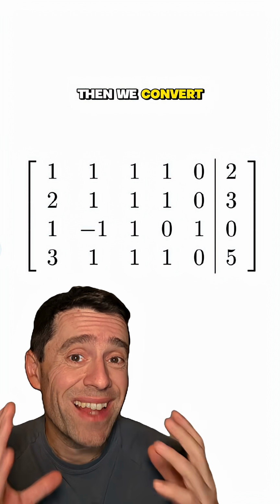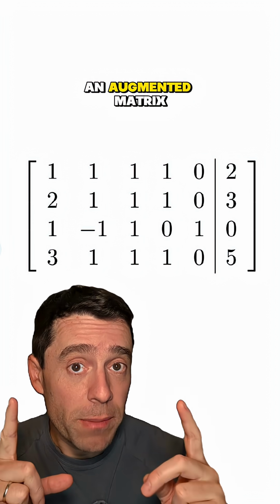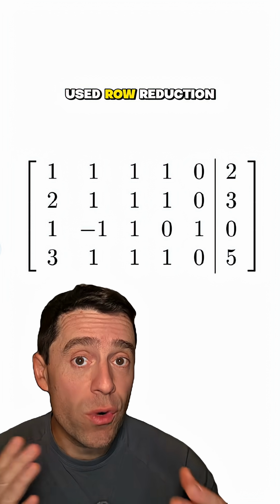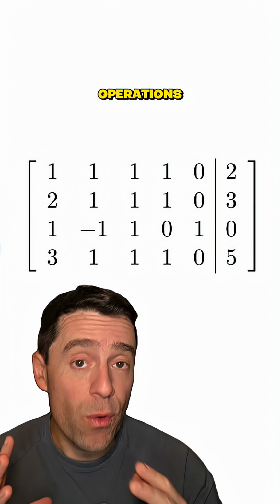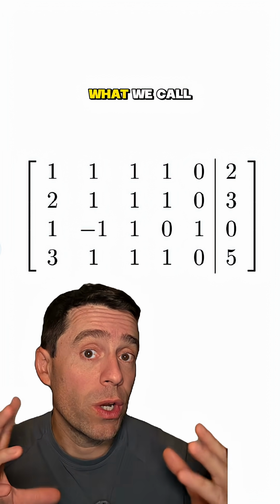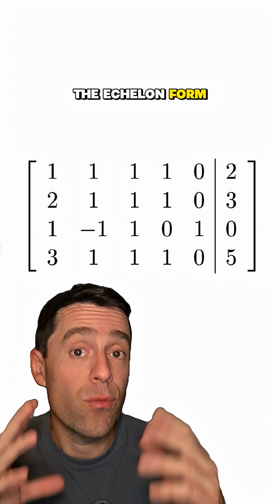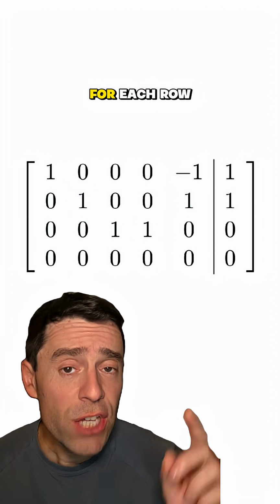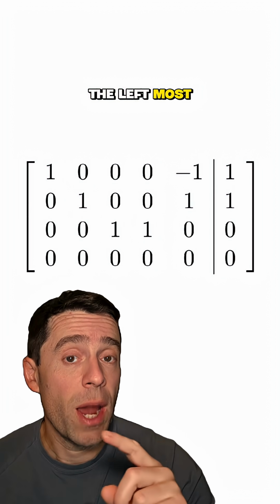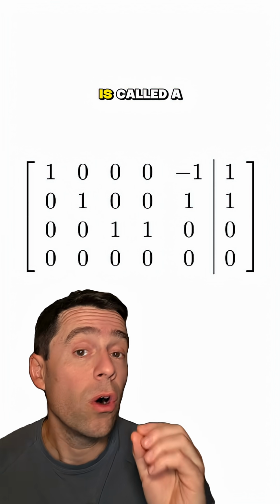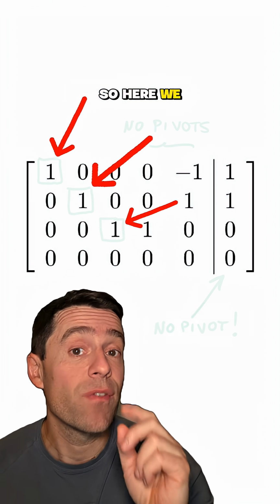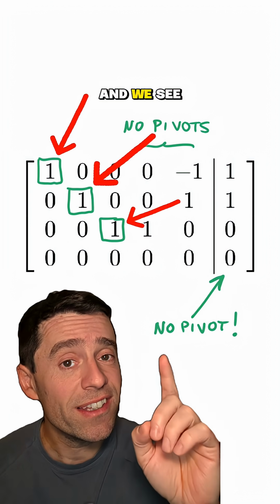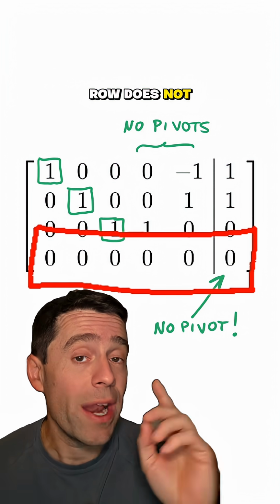Then we convert that system into an augmented matrix, and then we use row reduction, so elementary row operations, to get to what we call the echelon form, the row-reduced echelon form attached to this system. For each row, the leftmost number that is non-zero is called a pivot. So here we have 3 pivots, and we see that the last row does not have a pivot.